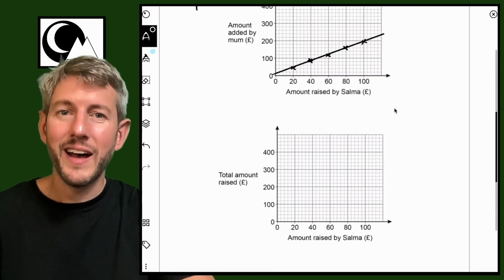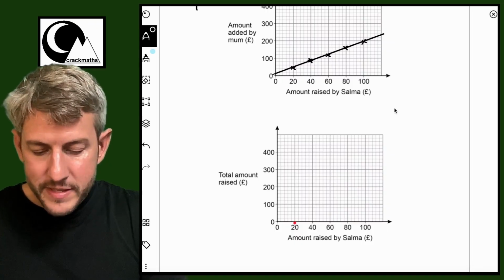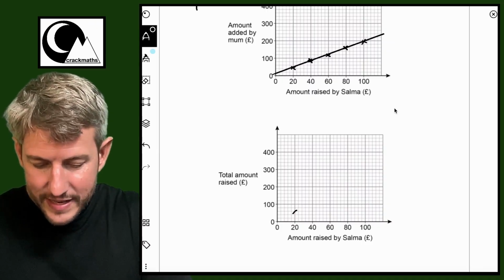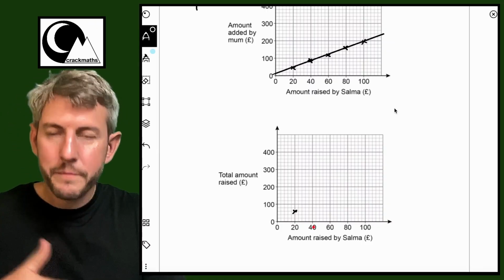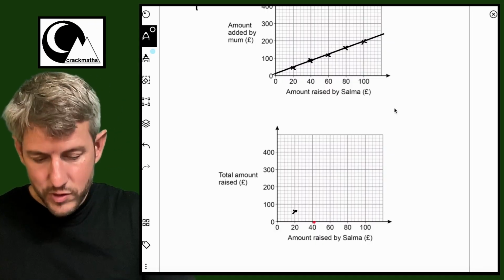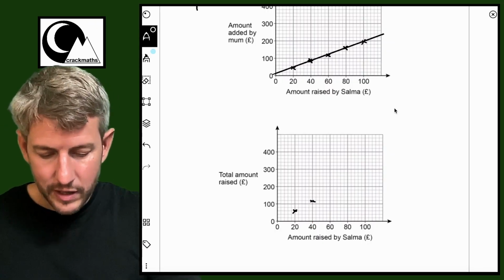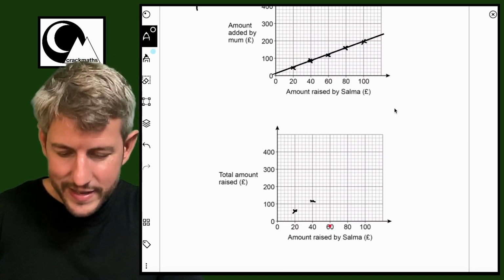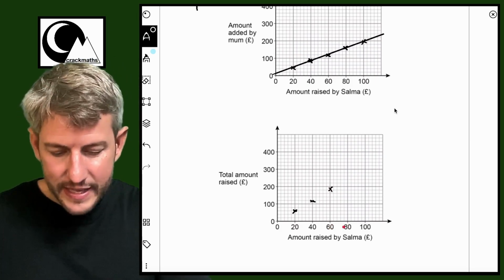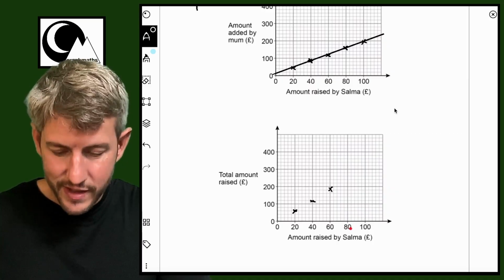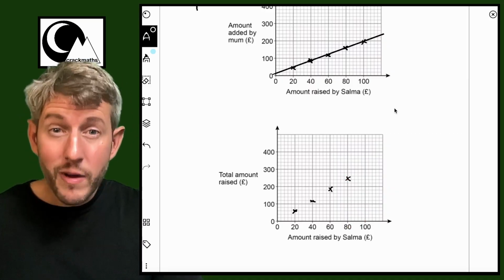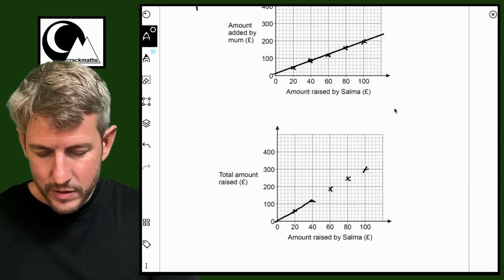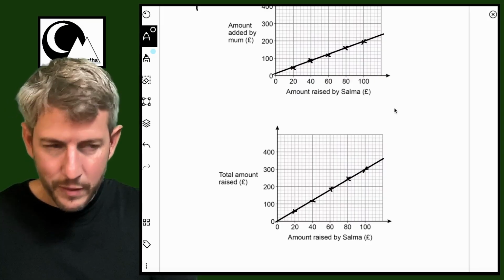Total amount raised. Okay, this is interesting. Right, so if Salima has raised 20, we're at 20 here, and then her mum's added 40, so that's going to take us up to 60. If Salima's raised 40 and her mum adds 80, 40 add 80 is 120, so that's going to take us up to here. Okay, if Salima's raised 60, her mum's going to add 120, which is 180 altogether, so we'll get up to here. And then if Salima's raised 80, her mum's going to add 160, which will take us up to 240. If Salima's raised 100, her mum has added 200, which will give us 300. So there we go. This is the second graph that they want to see.